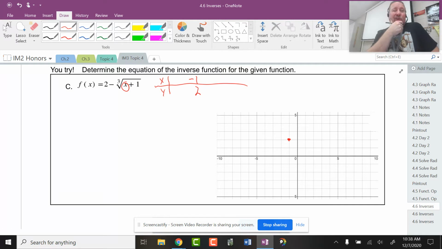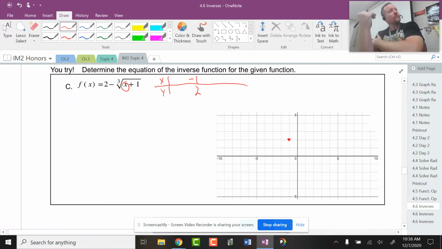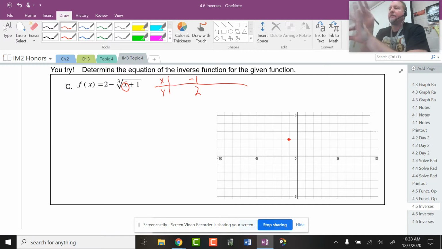3 plus 1 is 4. That's not a perfect cube. It's a perfect square. So I want perfect cubes. That's a perfect square again. We need numbers that are perfect cubes. Something times itself 3 times equals.